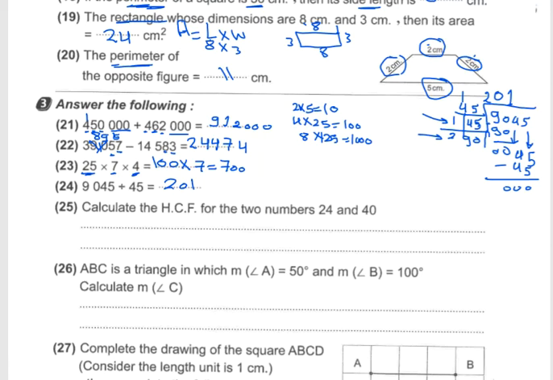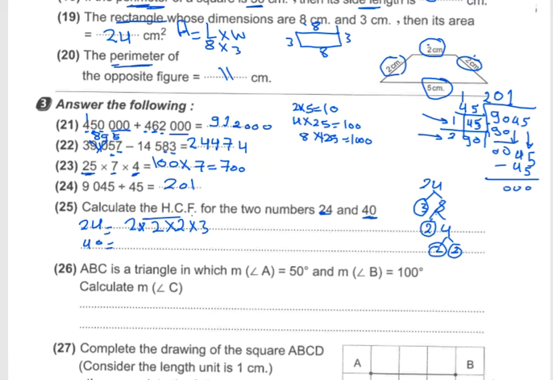He said calculate the highest common factor between 24 and 40. We'll see here 24 and here 40. 24 equals 3 times 8. 3 is a prime number and we will factorize 8. 8 is 2 times 4. 2 is prime and factorize 4: 2 times 2. So 24 equals 2 times 2 times 2 times 3.